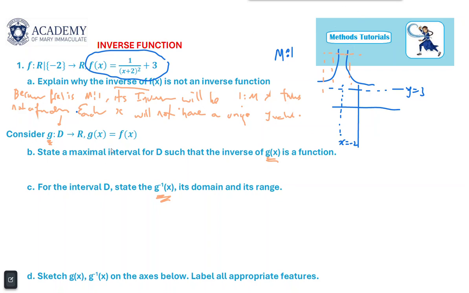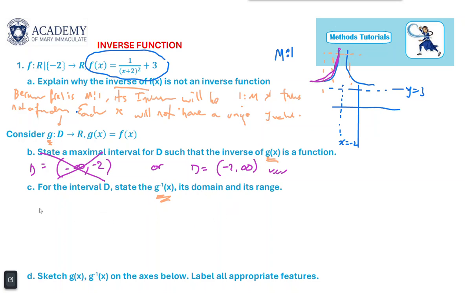So to make this one to one, then D is either this side, and I could say that D equals minus infinity all the way up to and not including -2, or I could say that D equals -2 to infinity. Either of them is acceptable. For this example, I'm going to choose this one as being my answer for part B. So state the interval D that you chose in the previous question.